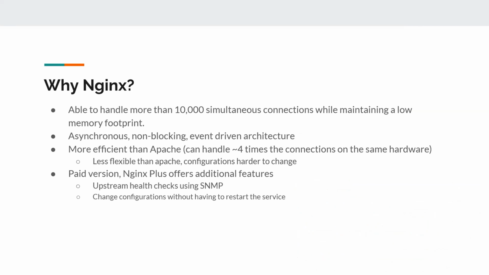So why would you use Nginx? It's able to handle about 10,000 connections at the same time while maintaining a low memory footprint. It's asynchronous, non-blocking, and it's also an event-driven architecture. It's more efficient than Apache, so it can handle just about 4 times the connections that Apache can on the same exact hardware. However, it's less flexible than Apache, because its configurations are harder to change. Also, it has a paid version, which you can get additional features with.